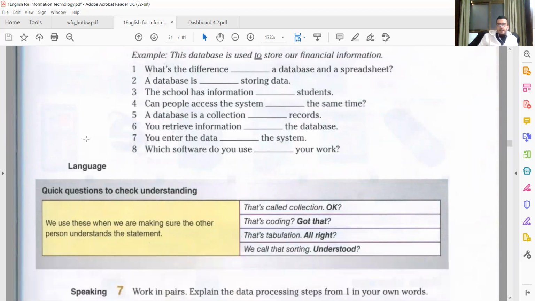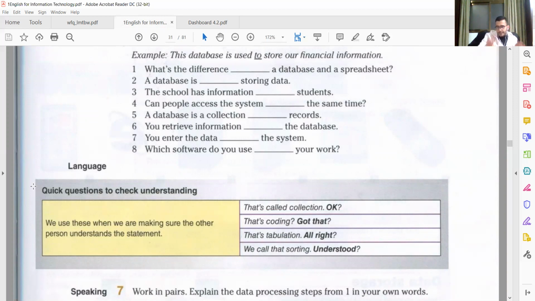Okay. Now let's see here. In today's lesson, we will learn how to make sure that the other person understands what we are saying. Okay? So today we will learn how to ask people if they understand us. All right?